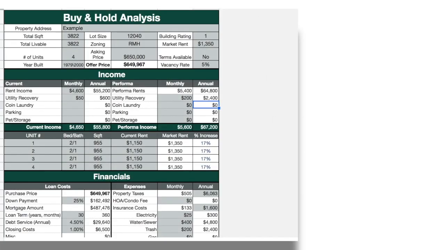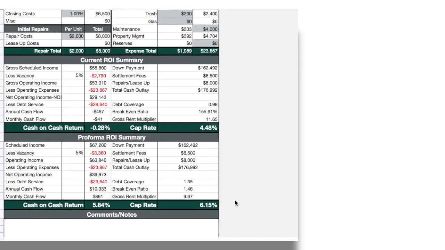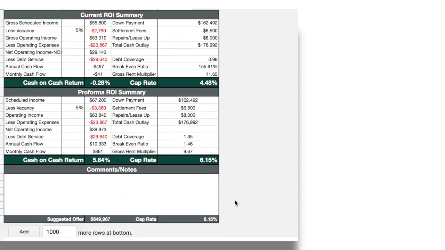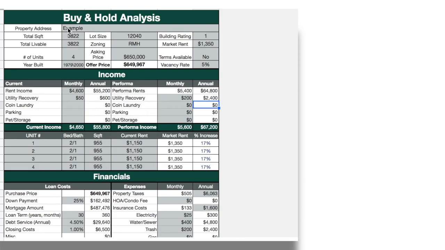All right, so today we're going to do, really quick, how to read the buy and hold analysis. So this is our calculator. I've already filled it all out. This is a quick tutorial video of what you're looking at, and I'll do other videos on how to fill this out. When you're filling it out, we just enter in the gray spots. Those are the variables, and then the white boxes auto-populate.